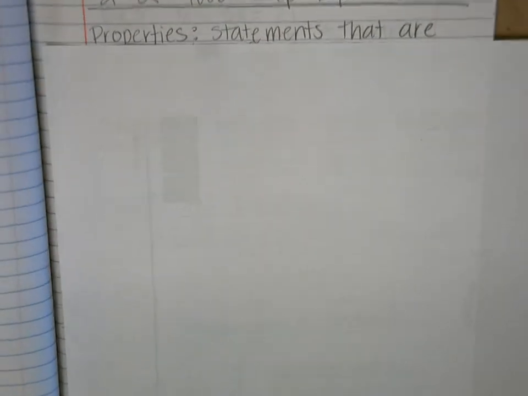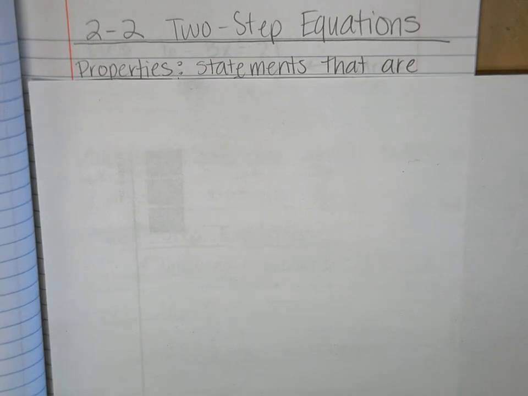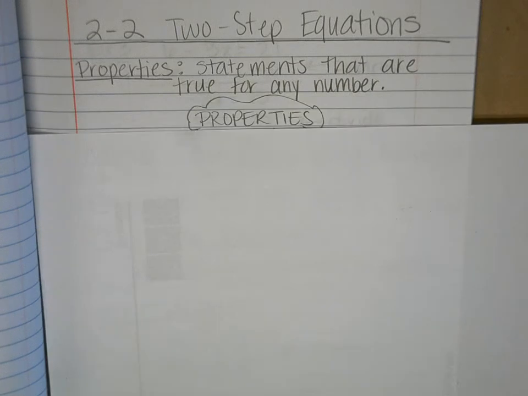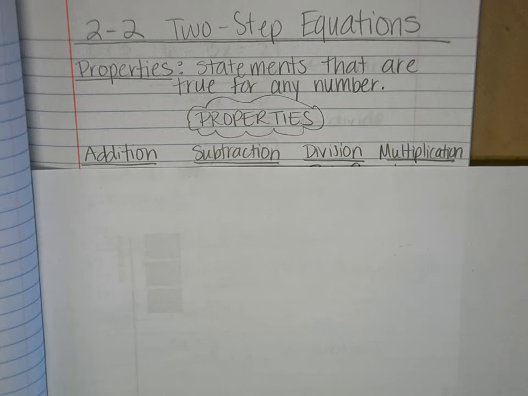All right, so properties, first of all, we can define that. Properties are statements that are true for any number. Properties in math, okay, not properties like in Monopoly, but properties in math are statements that are true for any number. The properties we're going to look at today are the addition, subtraction, division, and multiplication.